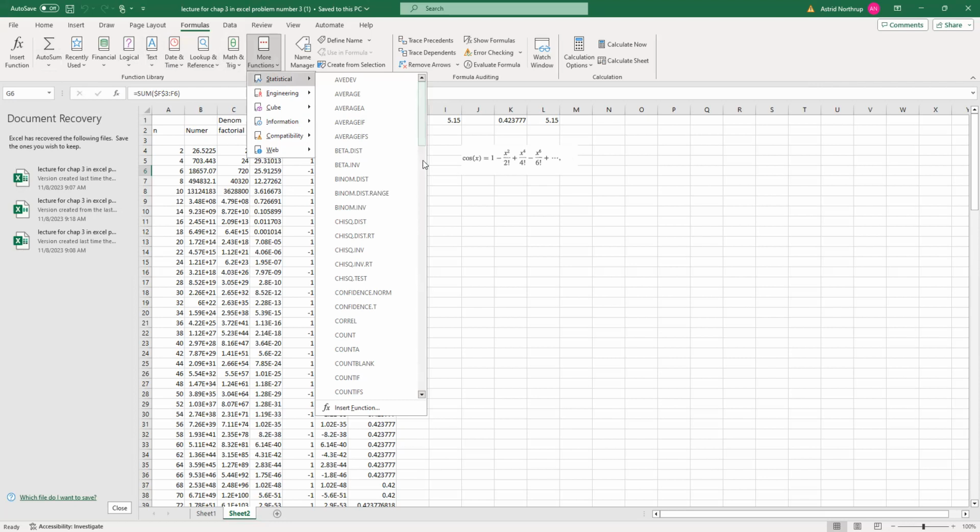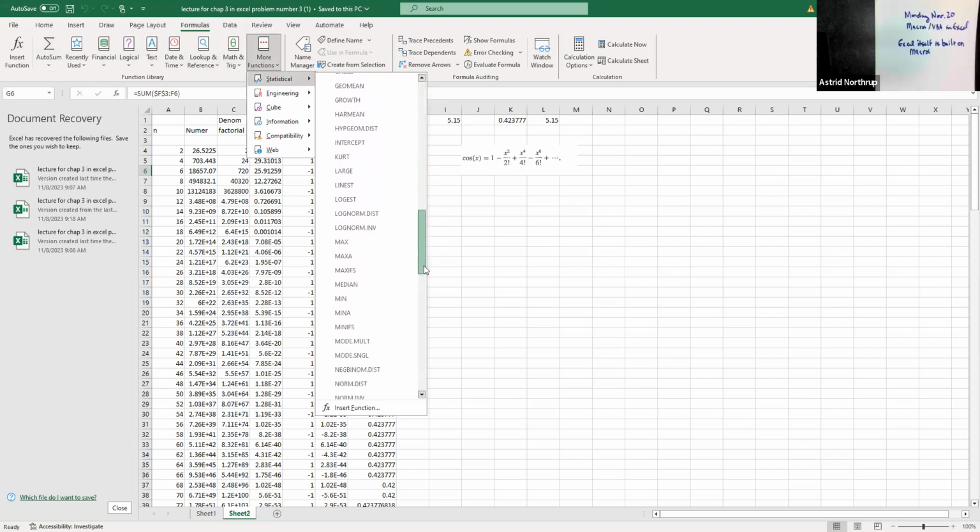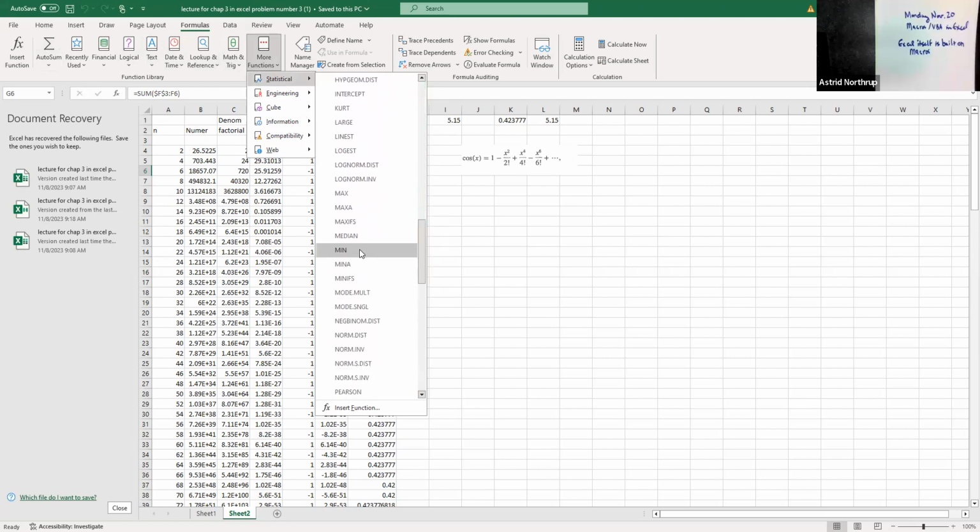Okay, sweet. So if you wanted to go to min, there's median, there's max, there's min. So that's where those functions are. Often they're already available to you, but just depending on who set up your Excel and what's available to you, they may not be there and you might have to insert them this way.